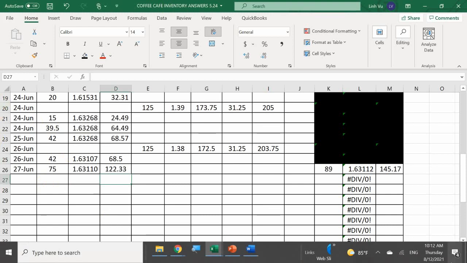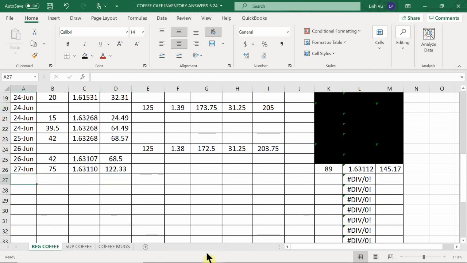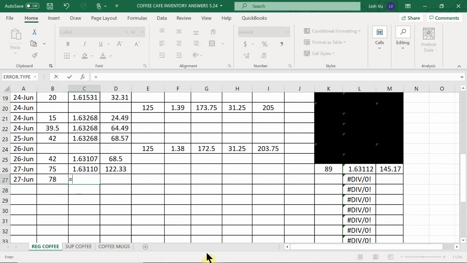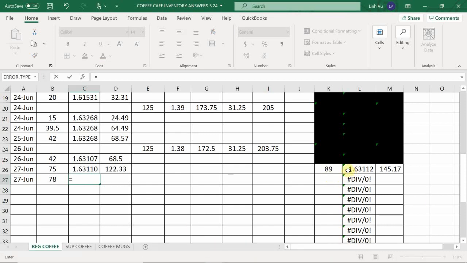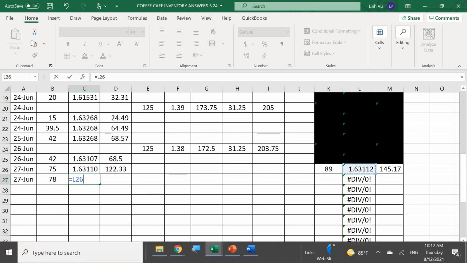So here I'm already in my regular coffee. It's the 27th. We sold 78 pounds of the regular coffee. And right now, my average cost per item is 1.63112. Of course, Excel figured that I'm trying to find the equal round to this, which it already solved for me, that it is $127.23. Okay.